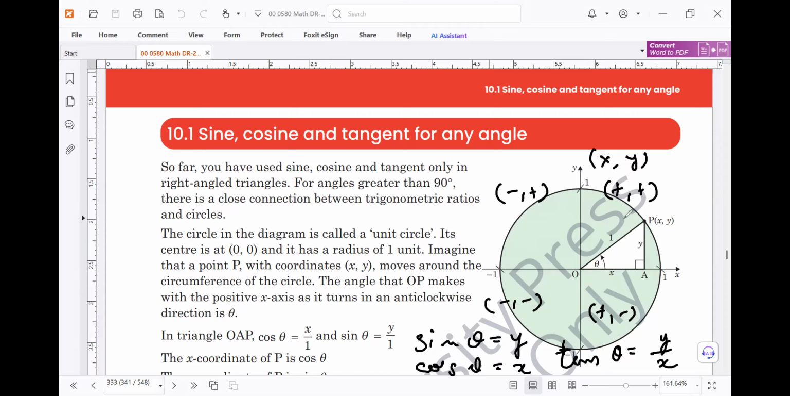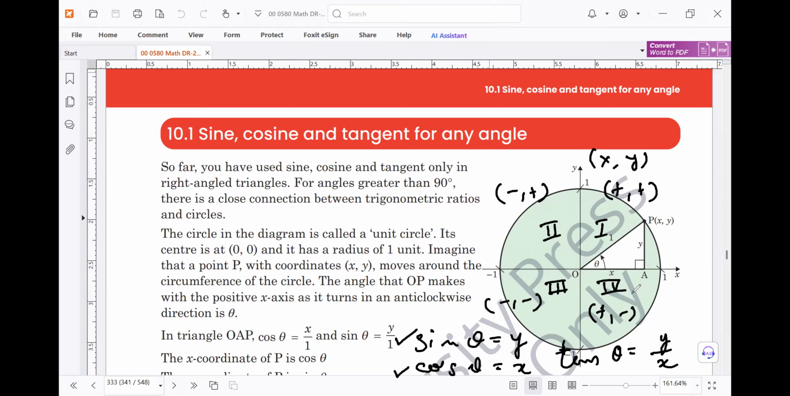Here X is positive, Y is positive. Here X is negative and Y is positive. Here both are negative, and here X is positive, Y is negative. From the x-axis, above is positive, below is negative. From the y-axis, right is positive, left is negative. Now, this is your first quadrant, this is the second quadrant, this is your third quadrant, this is your fourth quadrant, right?